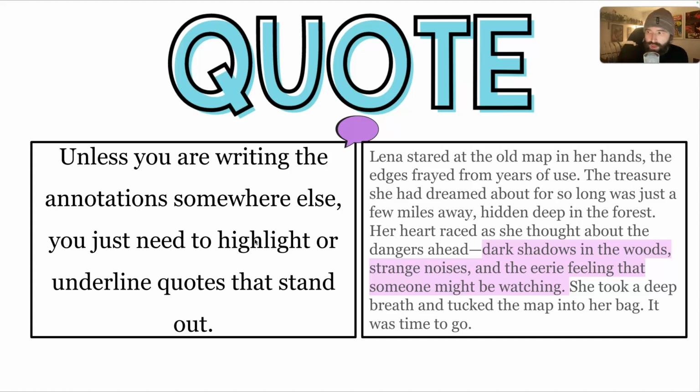This is extremely important in poetry because poetry is just specific words, phrases, things like that, and one word can be very important to understanding the entire text. So here I highlighted dark shadows in the woods, strange noises, and the eerie feeling that someone might be watching. This was important to me because I felt like it added more to the conflict of the story. It's not just a fun adventure to go find a treasure map with nothing standing in my way. Well, we know that's not true if we continue this story.